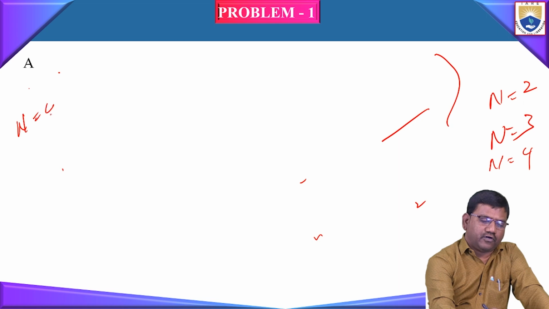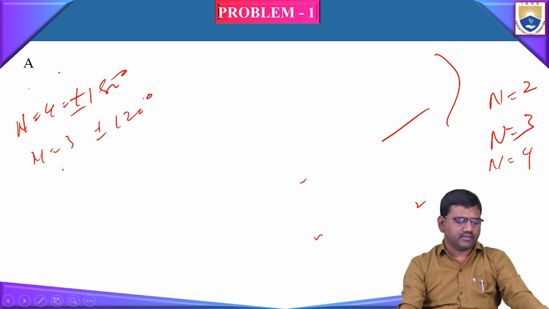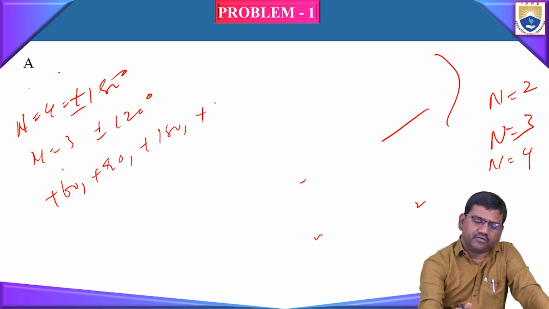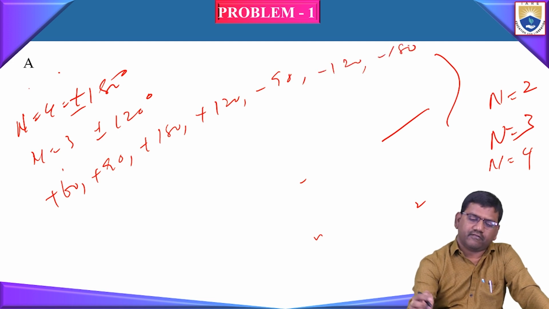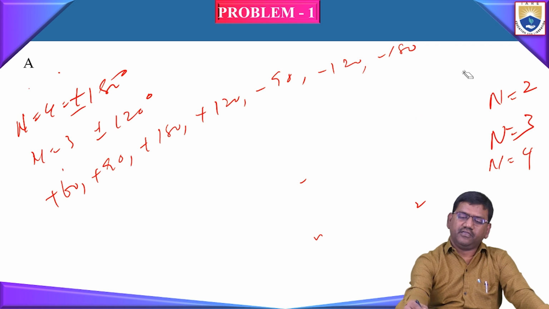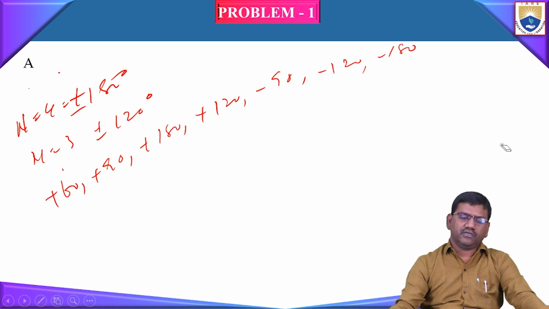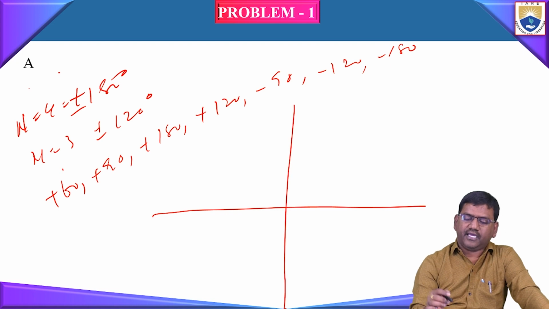So for n is equal to 4, you will get plus or minus 180 degrees. For n is equal to 3, you will get plus or minus 120 degrees here. Right? So like this, we need to find out the minima values. So we got the minima as plus 60, plus 90, plus 120, plus 180, minus 90, minus 120, and minus 180. So these are known as the minimum values we have determined for n is equal to 1, for n is equal to 2, for n is equal to 3, and for n is equal to 4. So these are known as minima, and we need to represent them in the form of a diagram here.